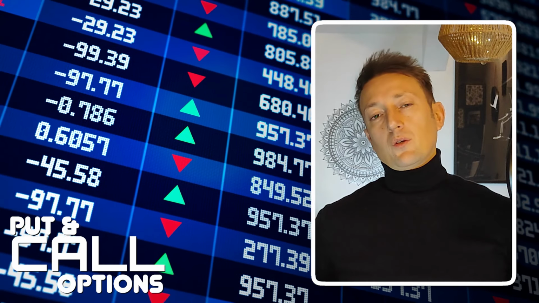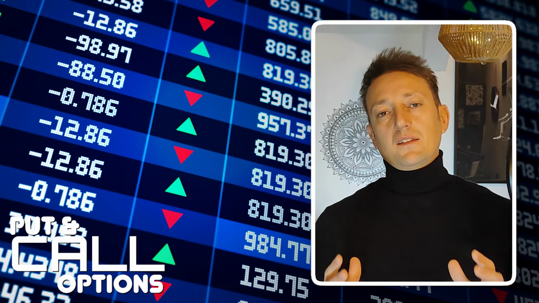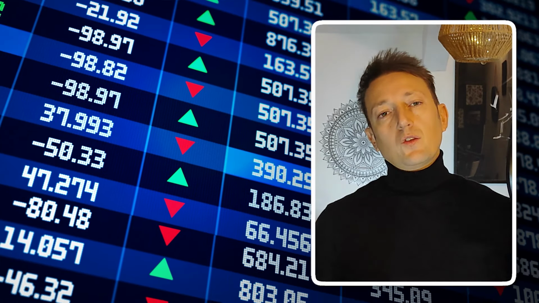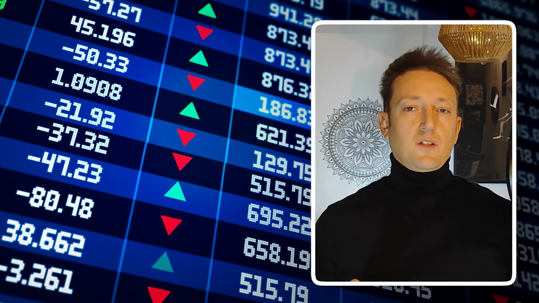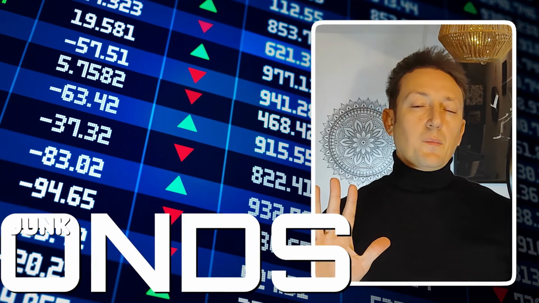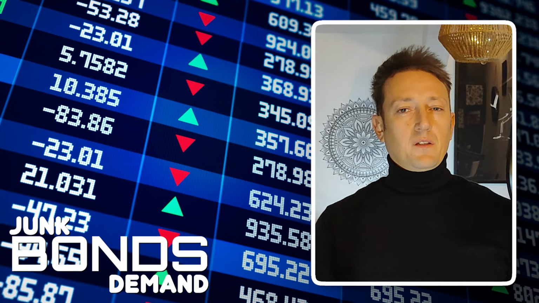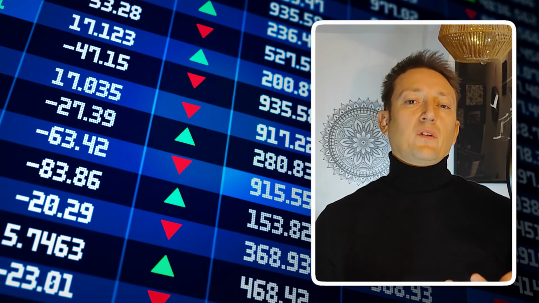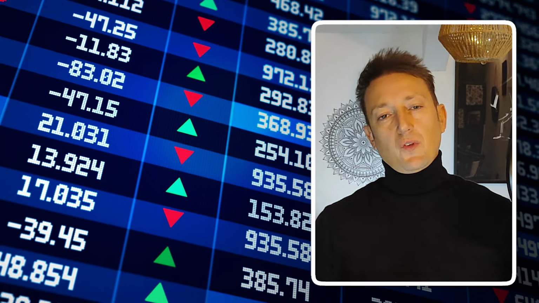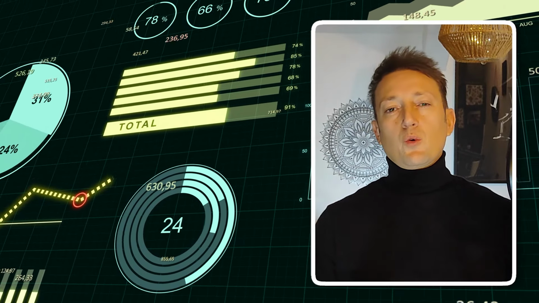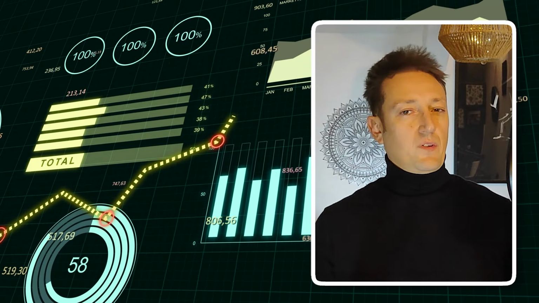Number 4, put and call options, tracking again the trading volumes for options to see if investors are hedging or betting on gains. Number 5, junk bonds demand, that compares the junk bond yields versus risk-free bonds, such as government bonds. We all know that risk-free doesn't exist, still it's a proxy. And this component shows the risk tolerance of the investor base.